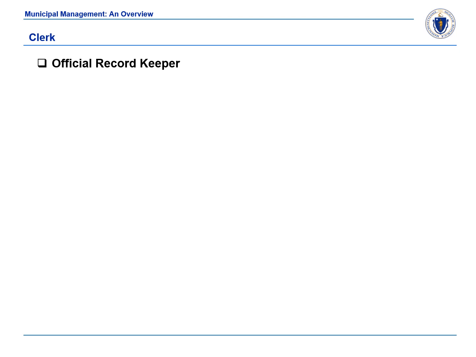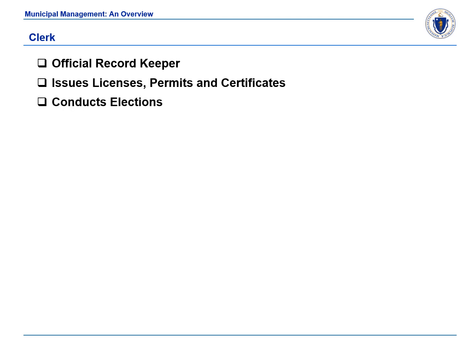The city or town clerk keeps records such as the vital record of births, deaths, and marriages. The clerk issues licenses, permits, and certificates. The city or town clerk conducts the annual census and creates a street list of residents. The city or town clerk serves as the municipality's chief election officer.